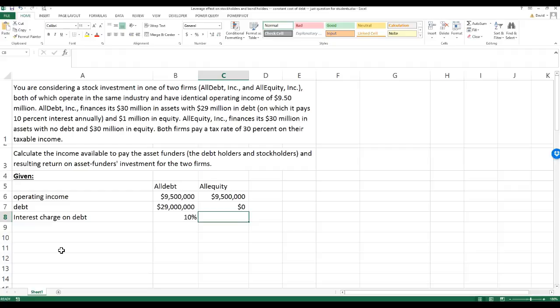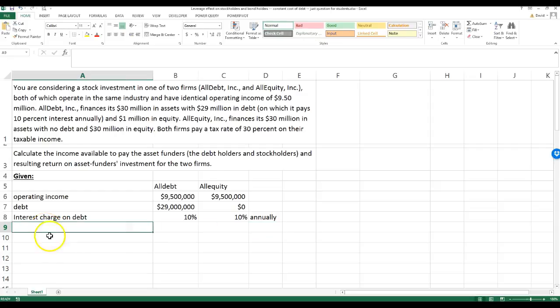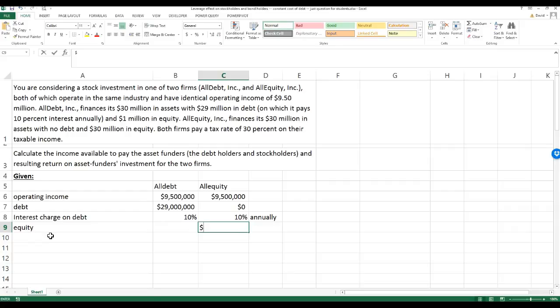And we'll put 10% here even though they don't have any debt. And they said that's annually. Okay? And then what else do we have? We have the equity. These guys have $30 million in equity because they're all equity, and so it has $30 million in assets, right?